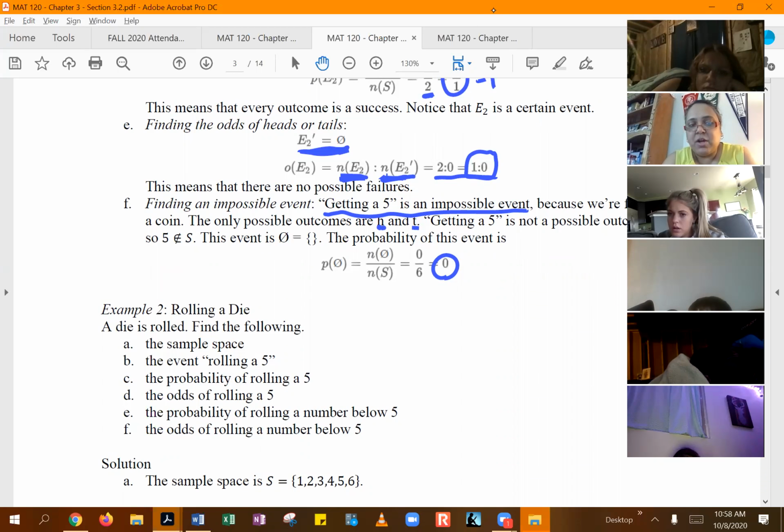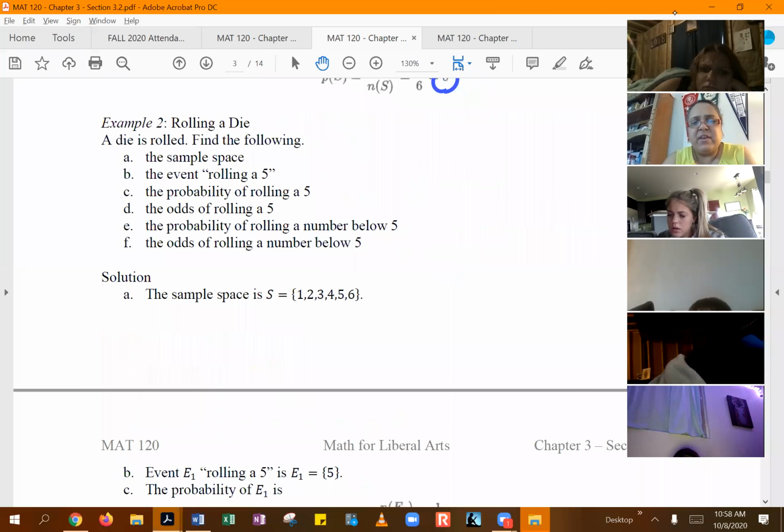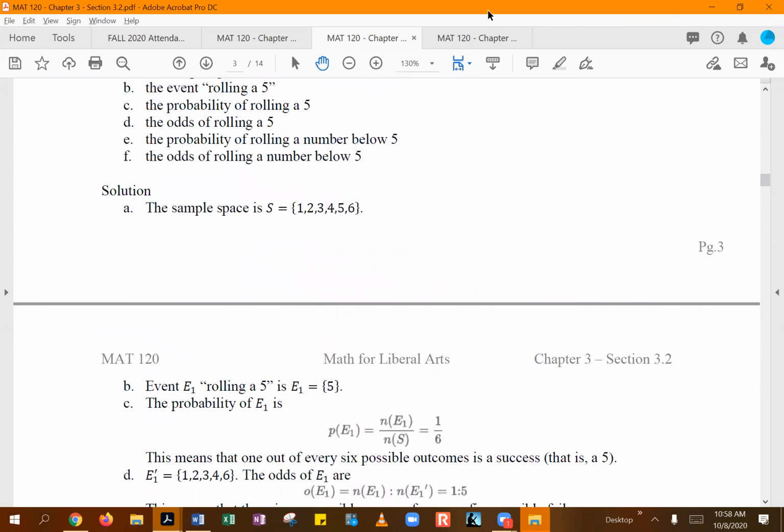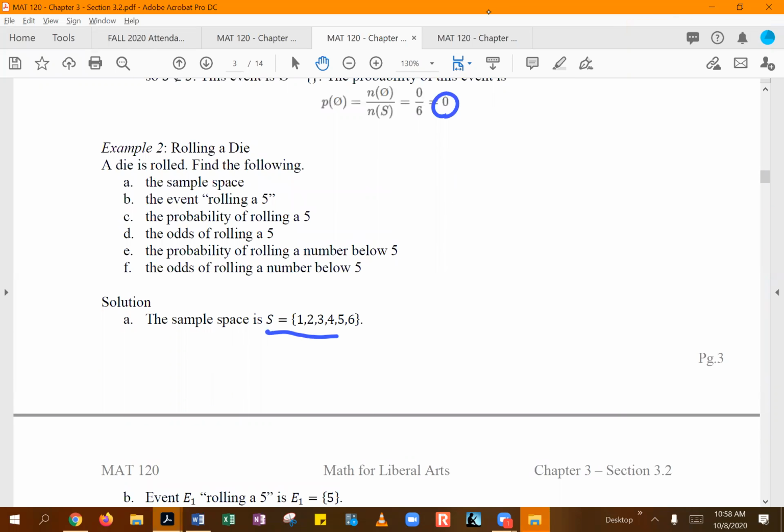But not from tossing a coin. So they're giving you another example, and this time they're using rolling a die. Of course our sample space for rolling a die would be all the different faces our die can land on. So that would be a sample space of 1, 2, 3, 4, 5, and 6. They want to know the event of rolling a 5.